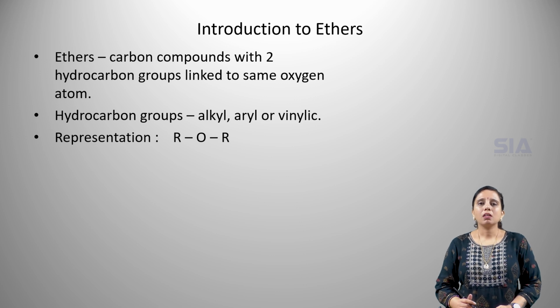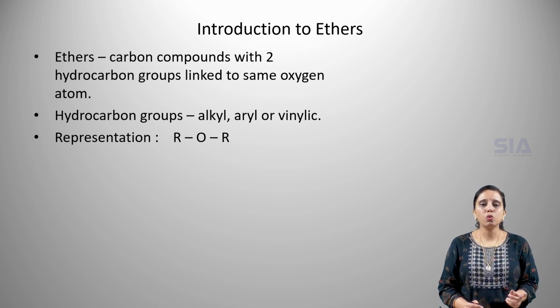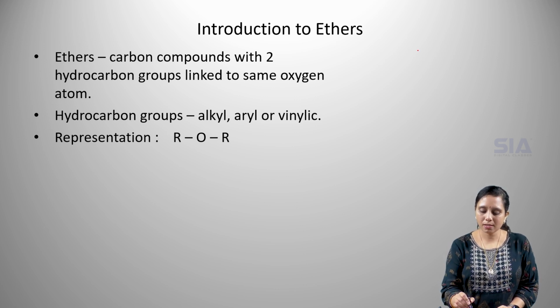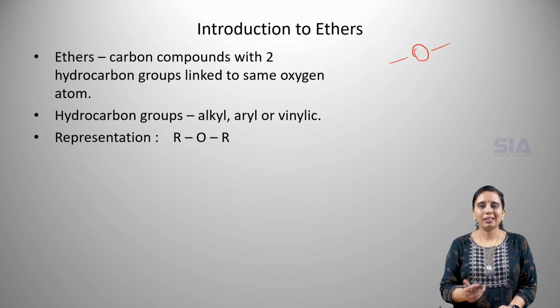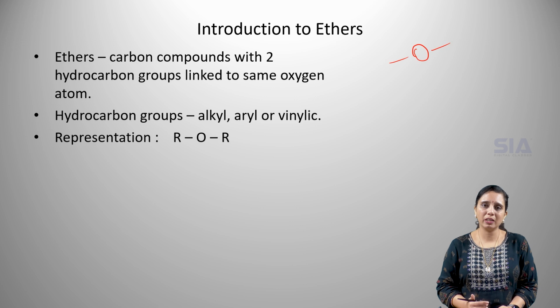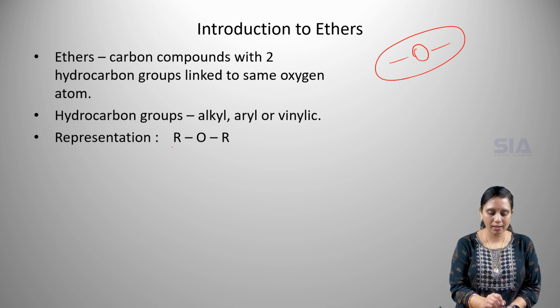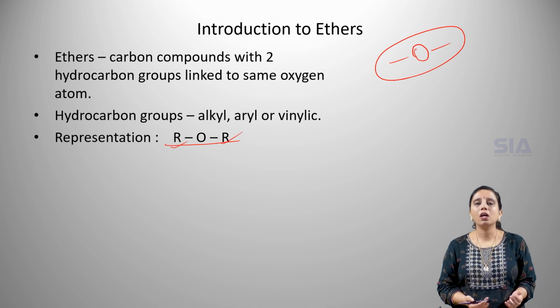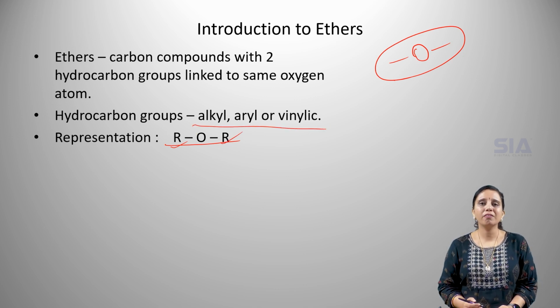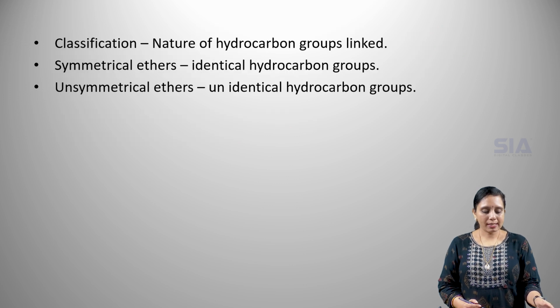So ethers are carbon compounds which contain two hydrocarbon groups attached to the same oxygen atom. That means a single oxygen atom is present. On both sides there will be alkyl or aryl groups, or maybe vinylic groups also. Such compounds are called ethers and generally they are represented as ROR. Here R groups may be alkyl, aryl or vinylic groups. And some examples, how they are classified, we'll see here.